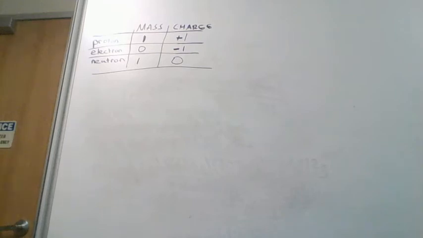When we're talking about these charges on protons and electrons, whenever we have a positive charge and a negative charge of the same magnitude, they cancel each other out. So if we put together one proton and one electron, the proton's positive charge would cancel out the electron's negative charge, and you would have no overall charge.